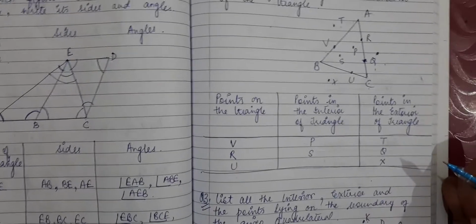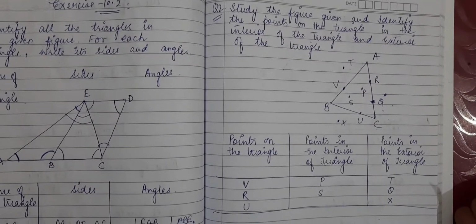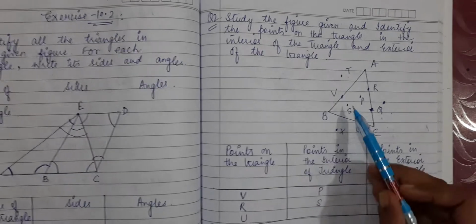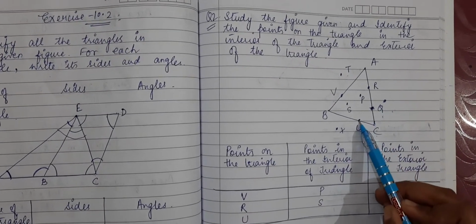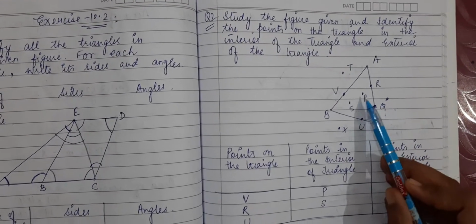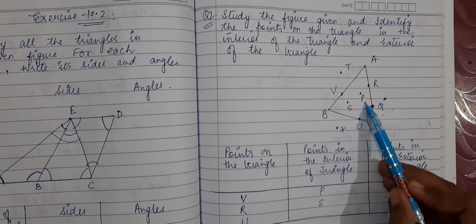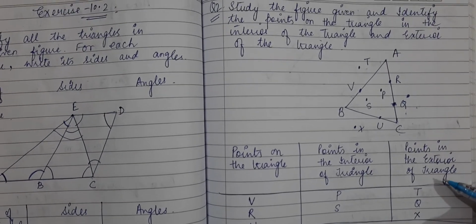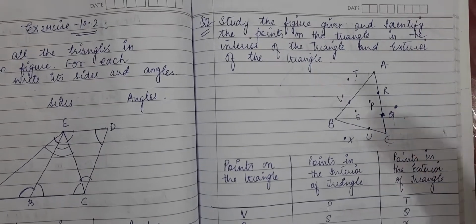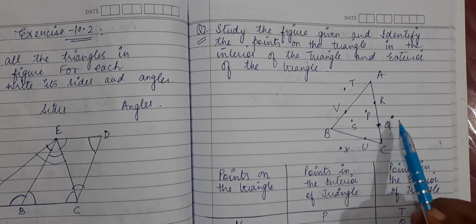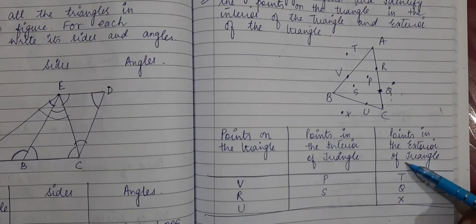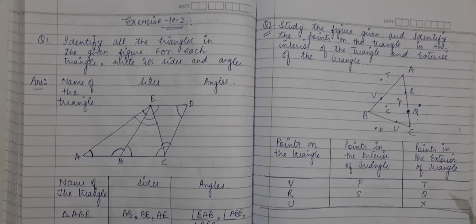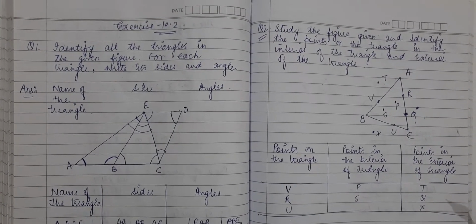So that's how we have written it here. Which are the points on the triangle, which are the points in the interior, and which are the points in the exterior? The points on the triangle are V, R, U. The points inside the triangle are P and S. Only 2 points are in the interior of the triangle. And third, the points in the exterior. Exterior means outside: T, Q, X. So these are the points T, Q and X. And this was your question number 2, in which you just have to tell interior, exterior and on the boundary.